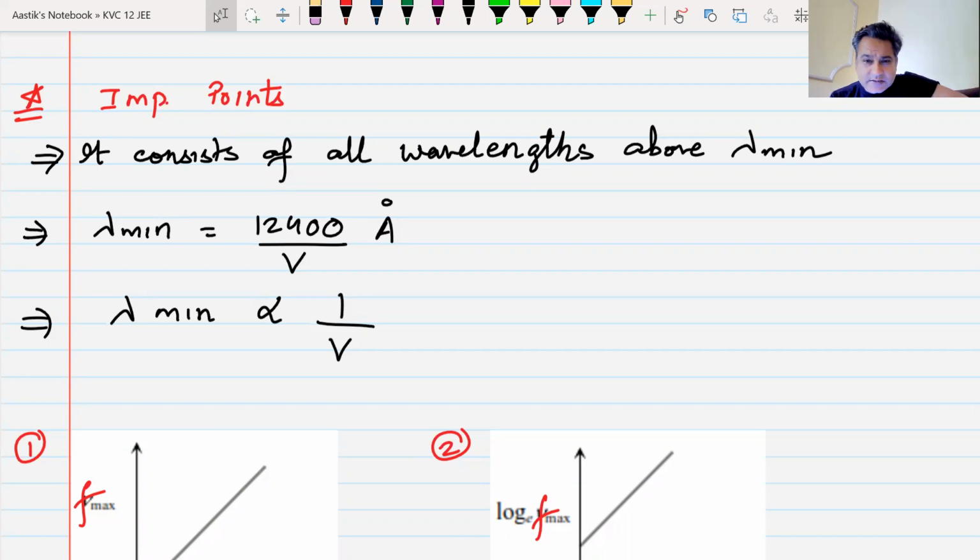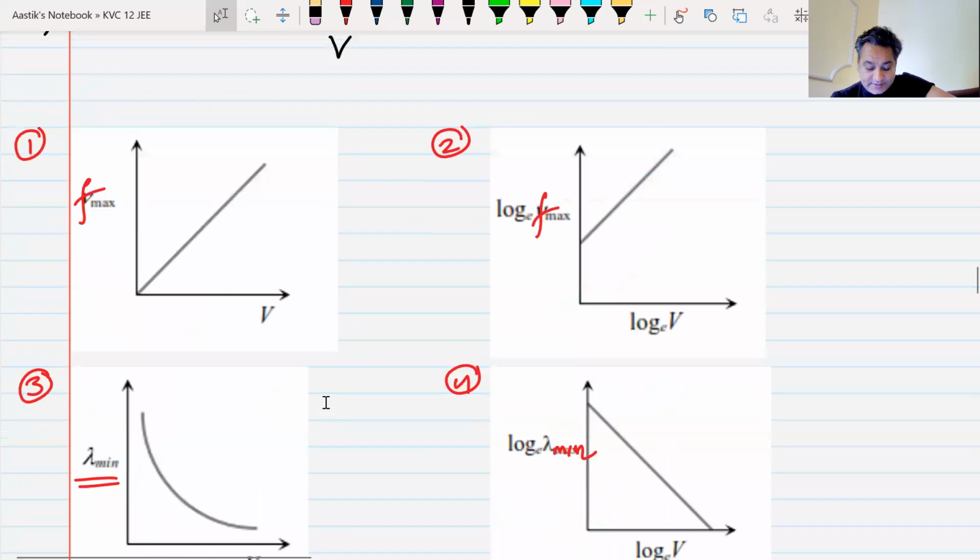This minimum wavelength is inversely proportional to the operating voltage, not the stopping potential. If you increase the operating voltage, the minimum wavelength will decrease. Yes or no? Yes, sir. We had seen the different graphs.